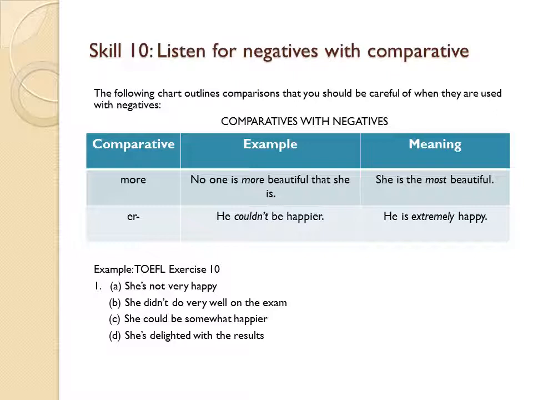The correct answer is D. She is delighted with the result. Why? Because she said, I couldn't be happier. It means that she is extremely happy.